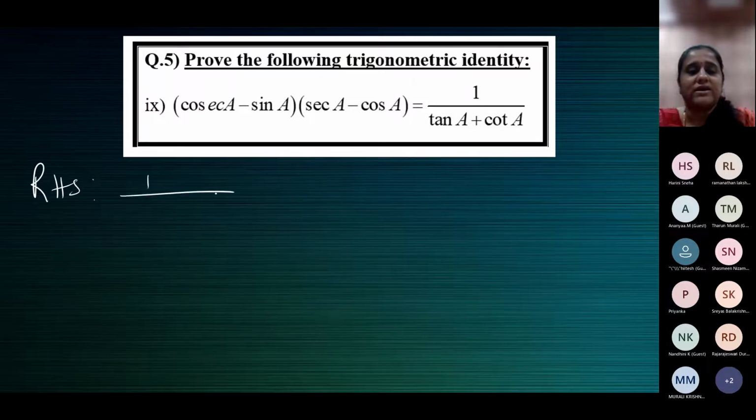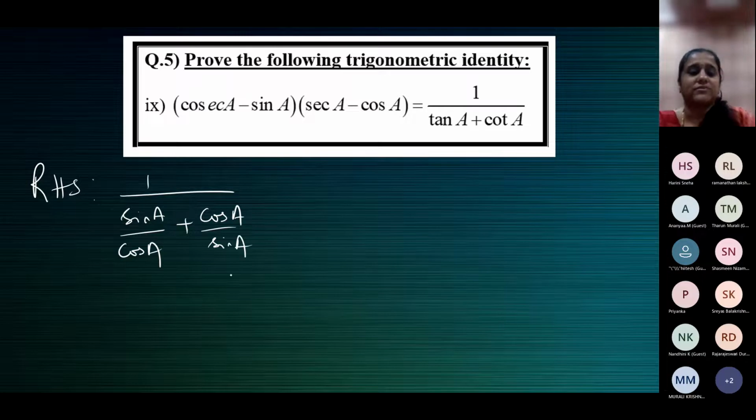RHS is 1 by tan A plus cot A. What is tan A? Sin A by cos A. Because what is that we got in the LHS? Sin A cos A. So what is tan? Sin A by cos A. And there's a rule also: when you have other ratios, change it to sin and cos. So cot A is cos A by sin A.